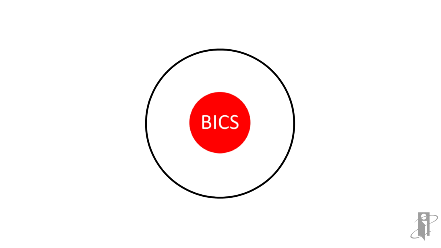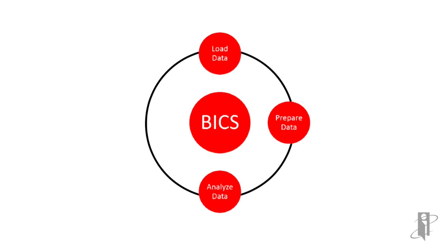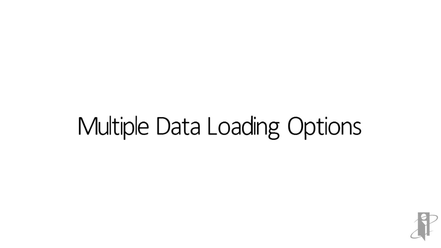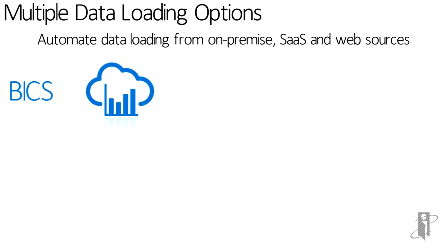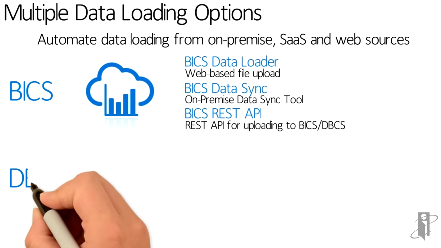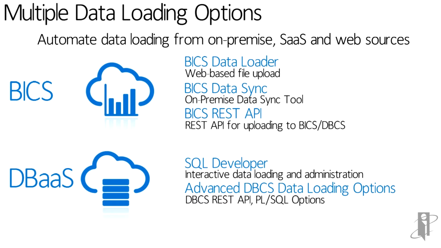Quite simply, BICS is made up of four components: load the data, prepare the data, analyze the data, and finally share your analysis. Loading the data consists of two options. The first, within the BI Cloud Service, we have the data loader, data sync, and then the use of REST APIs. With database as a service, we have access through SQL Developer and then advanced database cloud service data loading options, including REST API and PL/SQL options.